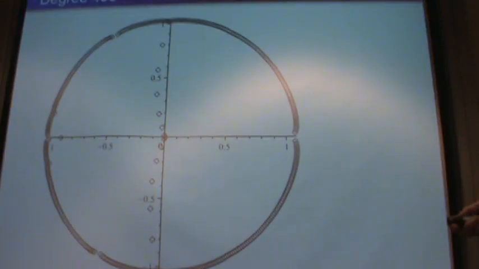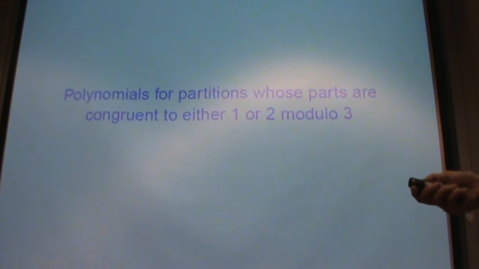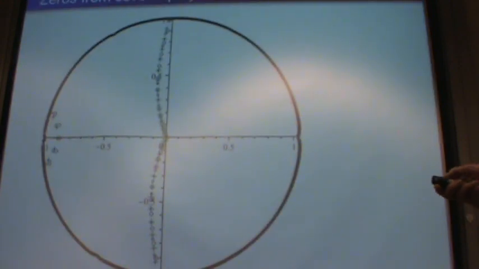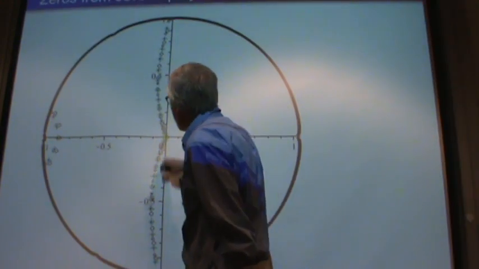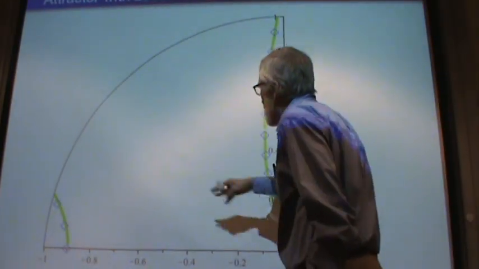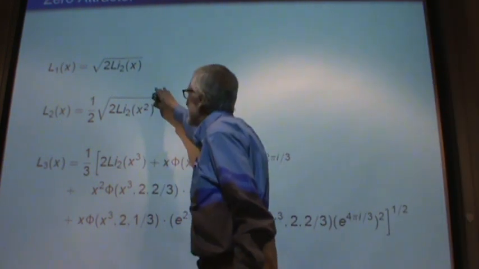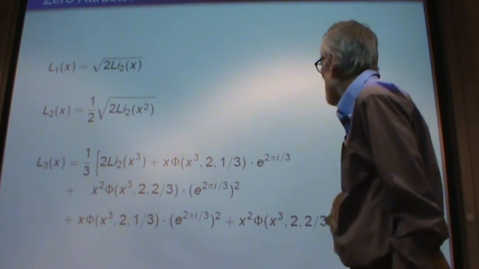So I just had fun over the past week or so. Here I had polynomials for partitions with parts congruent to 1 or 2 mod 3. I just went through, and these are just plots of zeros. So then I ran the zero tractor, and you get these. This is what the functions look like. So you get something a little more complicated.